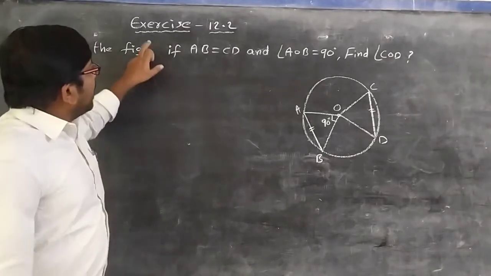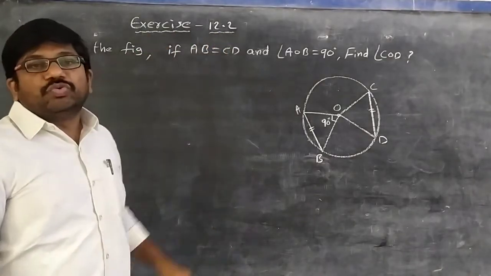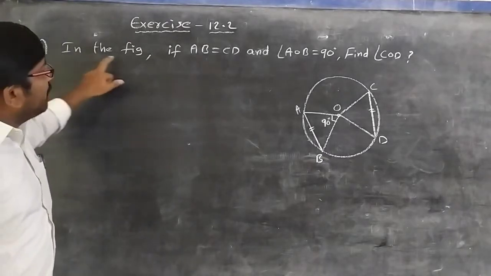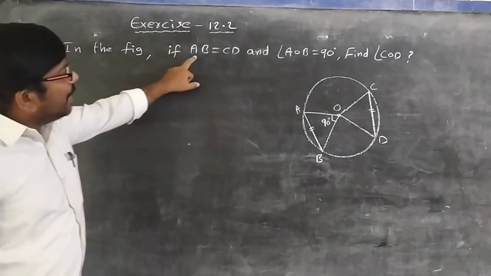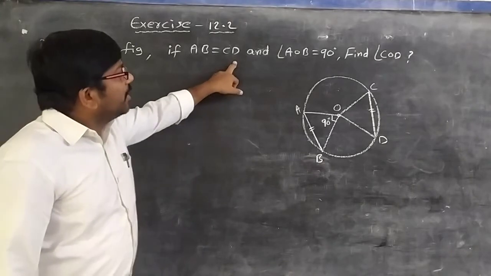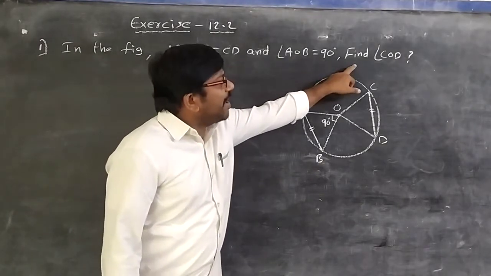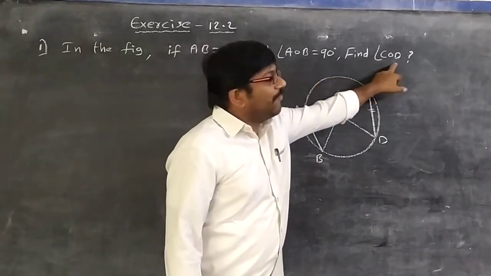Next, go for exercise 12.2. Second exercise, the first problem. In the given figure, if AB equal to CD and angle AOB is 90 degrees, then find the angle COD.